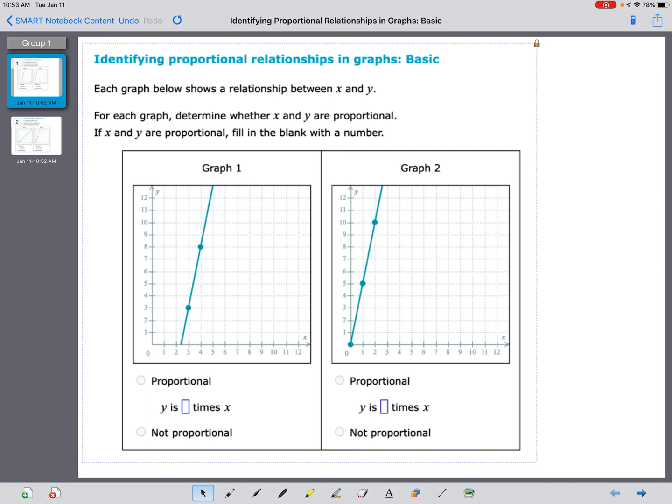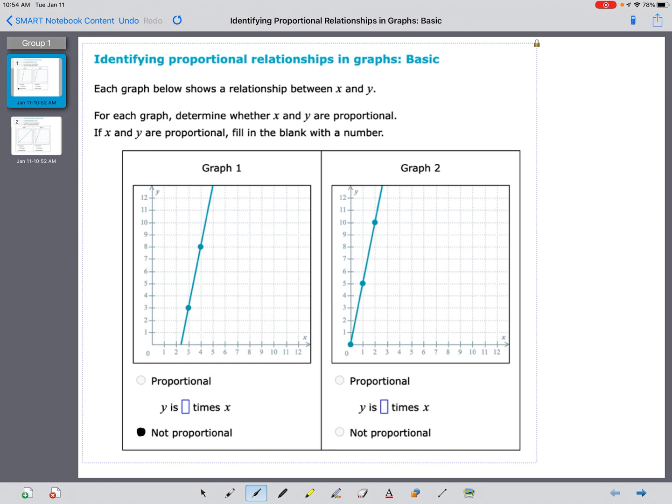All right, so let's start off here with graph 1. And one thing you should know about graphs and whether or not they show a proportional relationship is that they have to cross through the origin, and they also have to stay straight. And so while this graph does stay straight, it does not cross through the origin, and so therefore it is not proportional. And so that's what we'll choose.